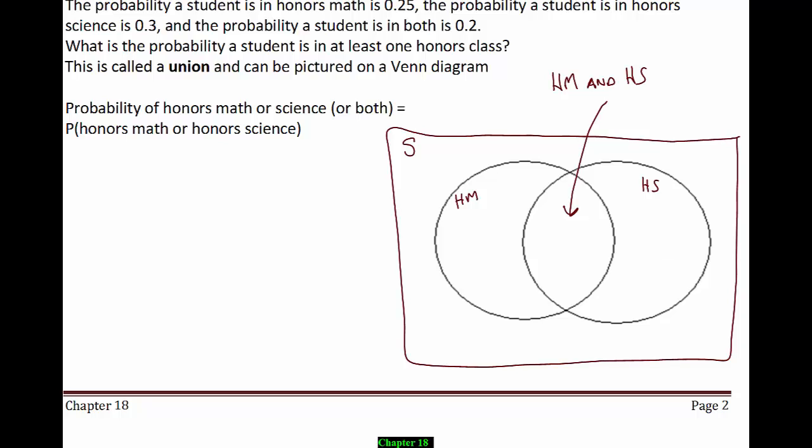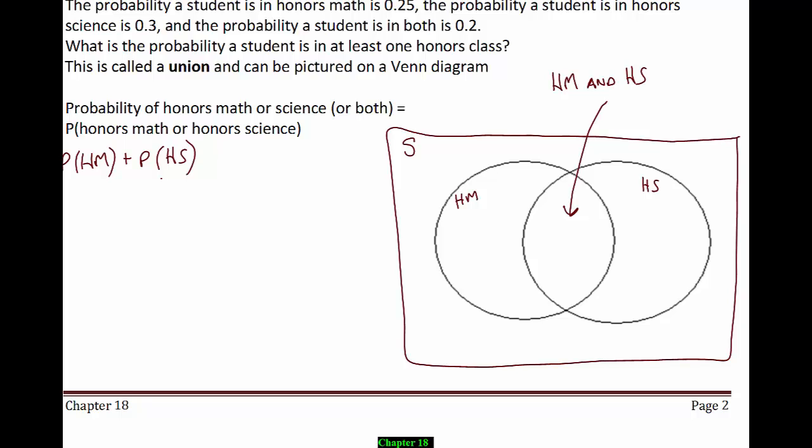So let's start with the way that we started before and add the probability of honors math to the probability of honors science. Now if we think of these circles taking up the amount of space proportional to their probability, we can kind of picture the honors math students here and the honors science students here. But if we just add the whole circle for honors math, which is what we're suggesting over here, and we add the whole circle for honors science, which is what we're suggesting here, what have we done wrong?